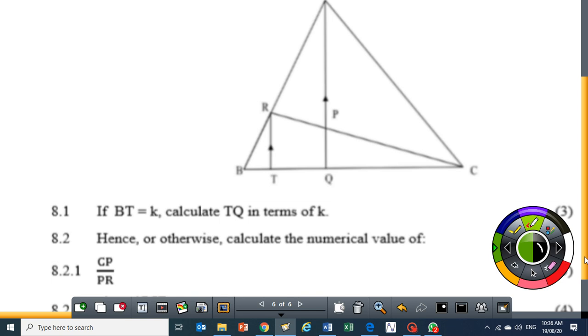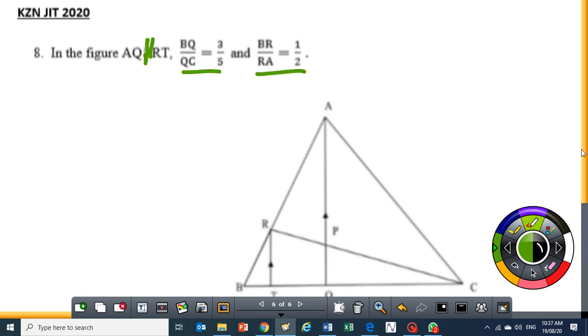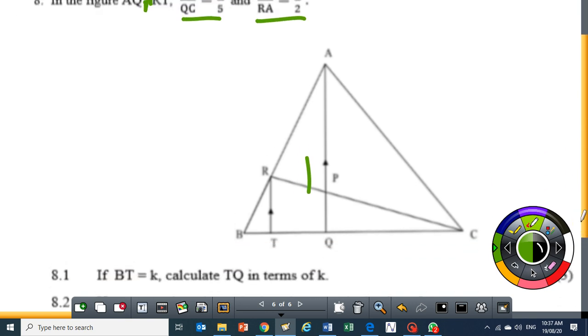I would suggest that you make BQ equal to 3K, so that you won't end up having two constants. We are told that BT is equal to K. Since BT is along BC, and we know the ratio of BQ over QC, it would make sense to say BQ is equal to 3K, and QC is equal to 5K, so that it makes things easier for you later on. So this BQ is going to be 3K. The QC is going to be 5K.